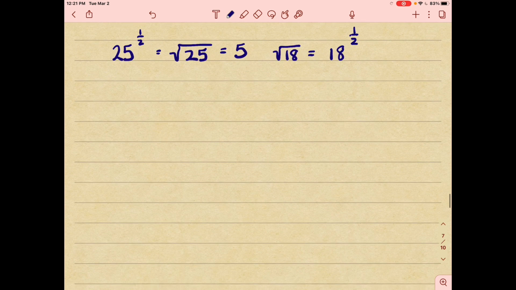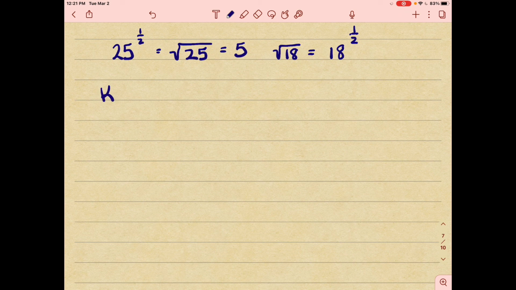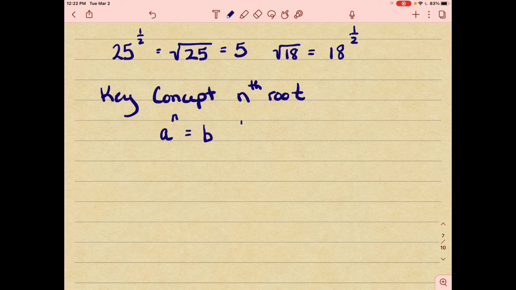But what if, here's the next key concept, nth root. So there are other things besides square roots. There are cube roots and fourth roots and fifth roots and things like that. So we are going to say that if we have a to the n, and if a to the n equals something, let's say b, then the nth root of b is going to equal a.